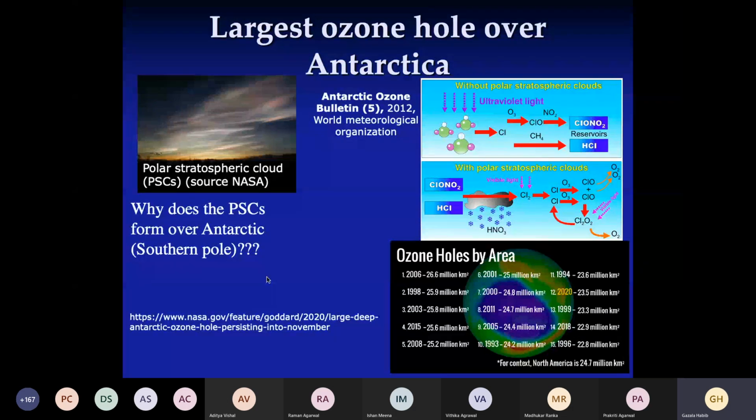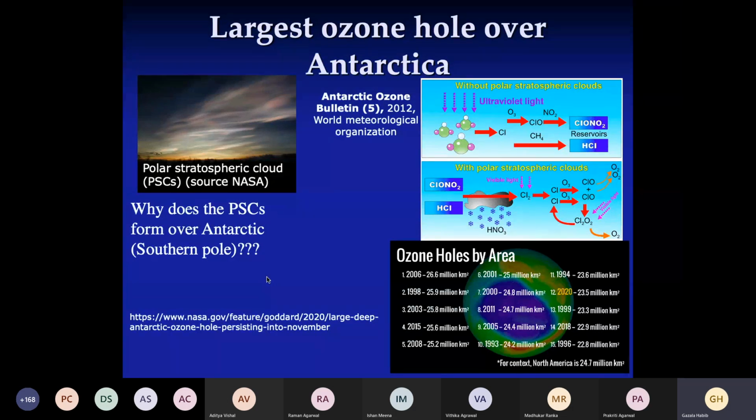The color of this cloud is very different. You can see the image from NASA on the left hand side. The color of this cloud is pinkish or orange, while it's not like a normal cloud, because it contains HNO3, and HNO3 reacts with chlorine. On the right hand side you can see two reactions are shown, without polar stratospheric cloud and with polar stratospheric cloud.